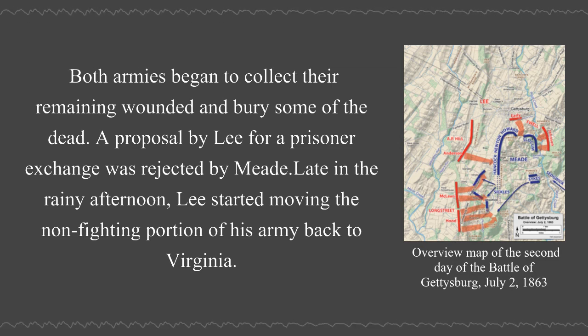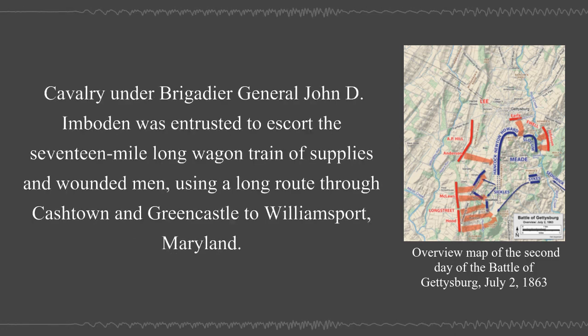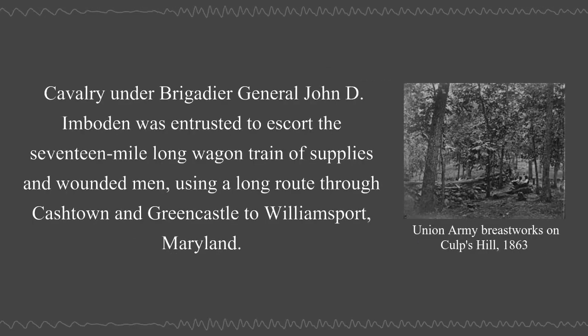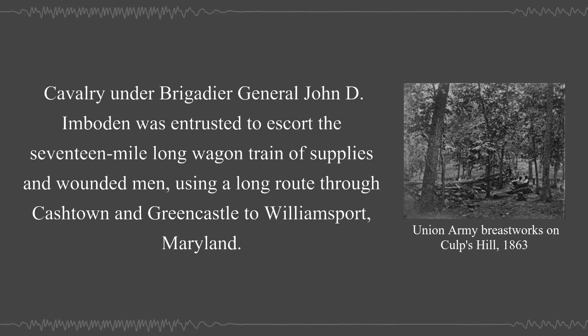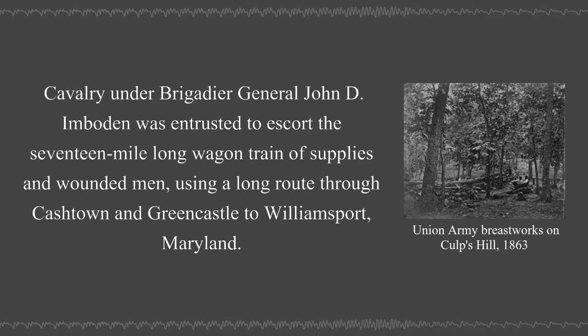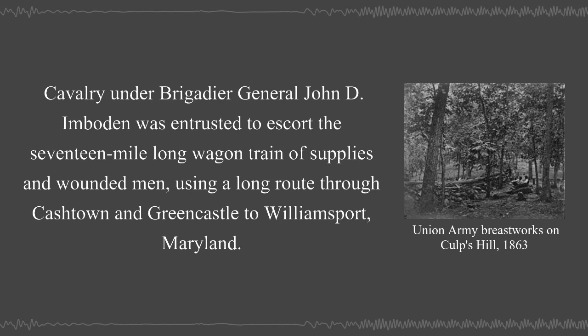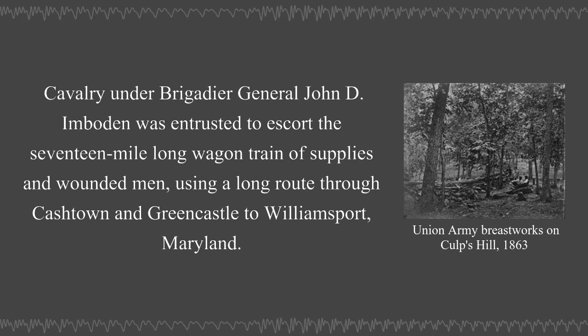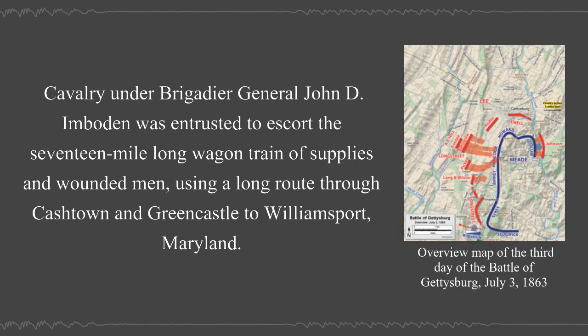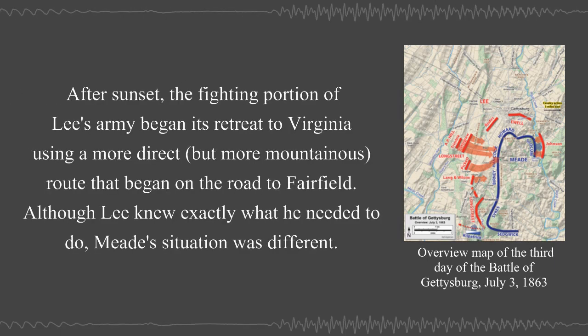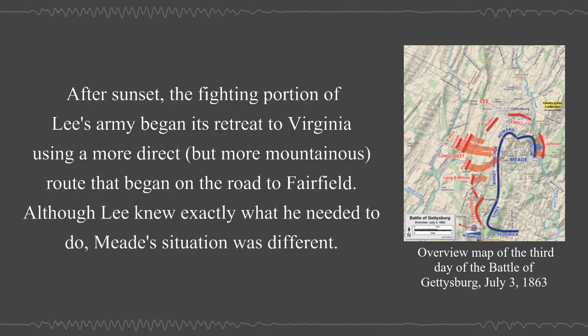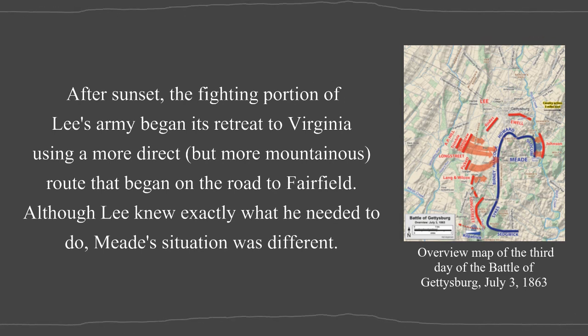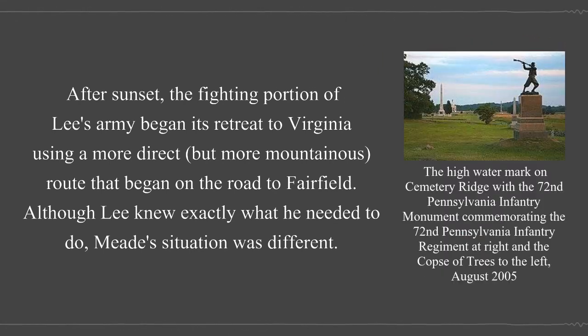Late in the rainy afternoon, Lee started moving the non-fighting portion of his army back to Virginia. Cavalry under Brigadier General John D. Imboden was entrusted to escort the 17-mile-long wagon train of supplies and wounded men, using a long route through Cashtown and Greencastle to Williamsport, Maryland. After sunset, the fighting portion of Lee's army began its retreat to Virginia, using a more direct, but more mountainous, route that began on the road to Fairfield.